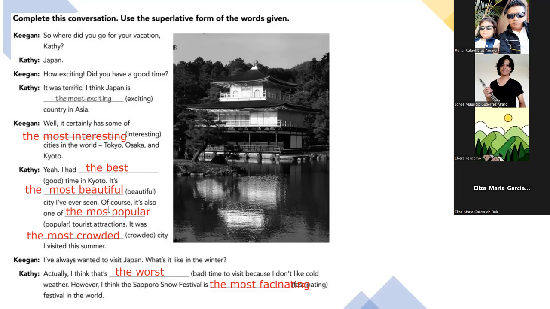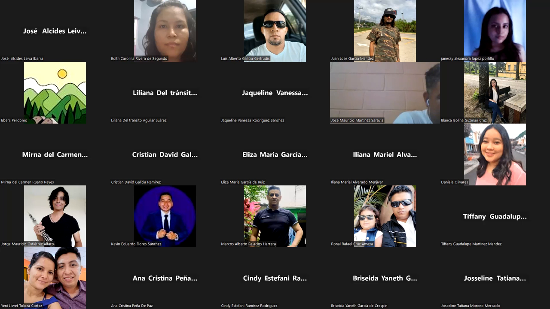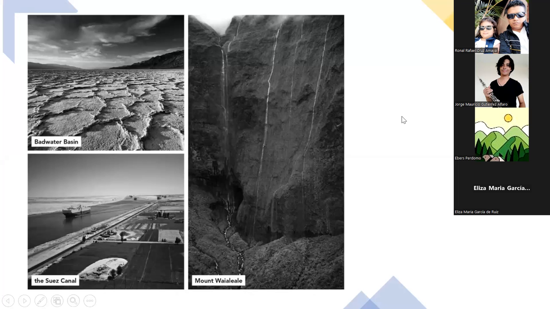Yes, here I have a mistake with letter T. I'm missing letter T here. Beautiful, that's correct, right? So I think it's not too difficult on this one. Thank you so much. Please, Jorge Mauricio, please describe the pictures. The three pictures. Yes, thank you.